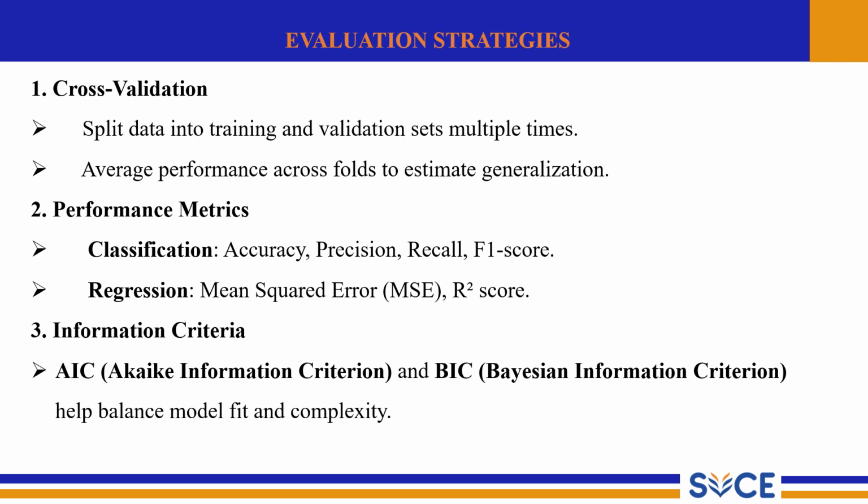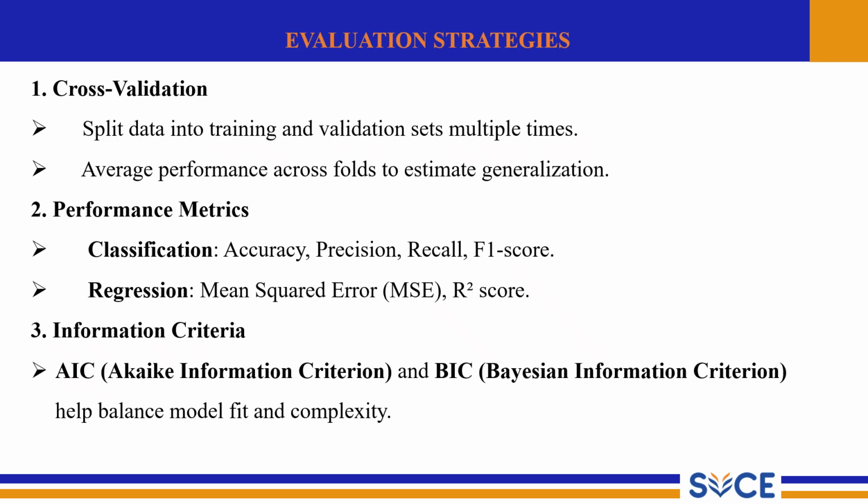Second one is performance metrics. The choice of metrics depends on the type of task. For classification problems, we use metrics like accuracy, precision, recall, and the F1 score, each offering a different perspective on prediction quality. For regression tasks, we rely on metrics like mean squared error (MSE) and the R-squared score to measure how closely predictions match actual values.